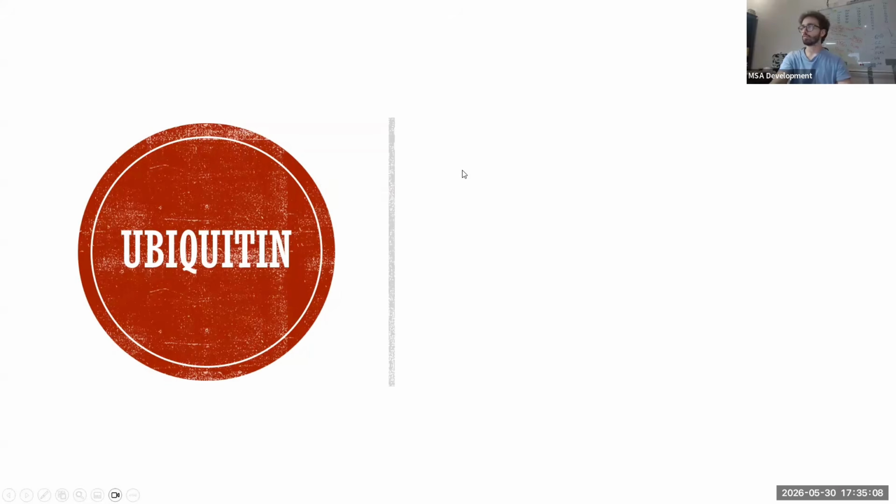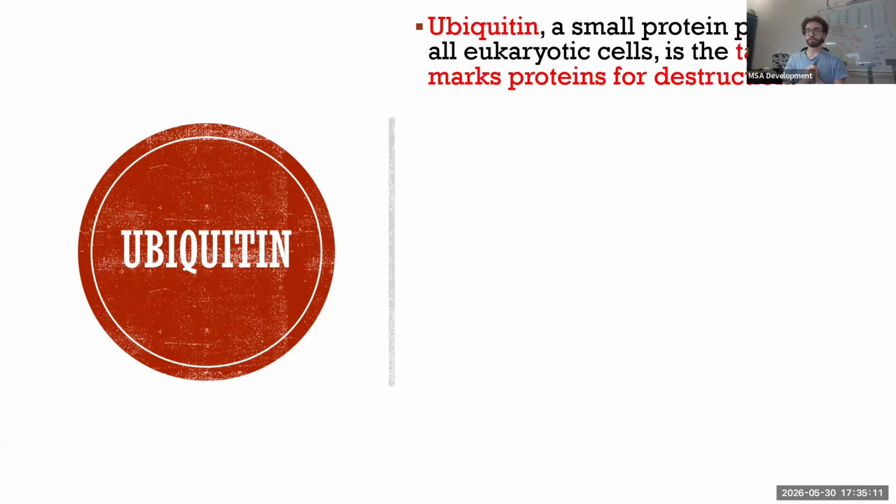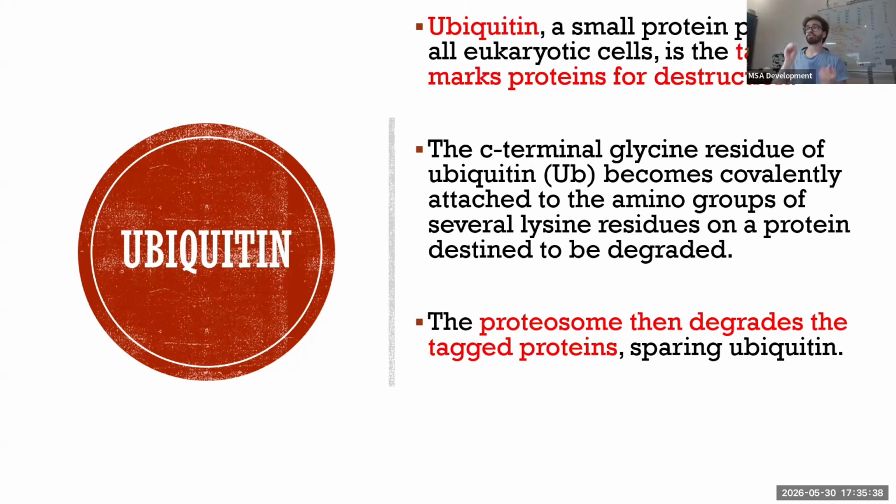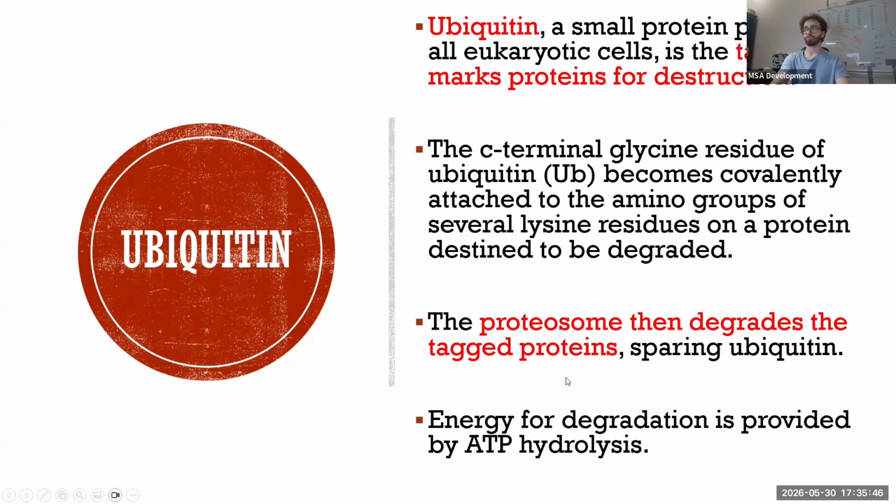Okay. Ubiquitin. What is ubiquitin? Ubiquitin is basically something that goes to an amino acid and tags it. Why tags it? For destruction. It doesn't destroy the amino acid, it just tags it. It goes around and is like, okay, you're tagged, you're tagged, you're tagged, you're going to be destroyed. This is not important, but just to know how ubiquitin exactly works. And ubiquitin has glycine. The C terminal of this glycine will covalently bind to whatever amino acid has to be degraded. But again, it doesn't degrade anything. It just tags it. What will degrade the tagged amino acids? The proteasome. But the proteasome will spare ubiquitin. It will only degrade the tagged proteins. Energy for degradation is provided by ATP hydrolysis.